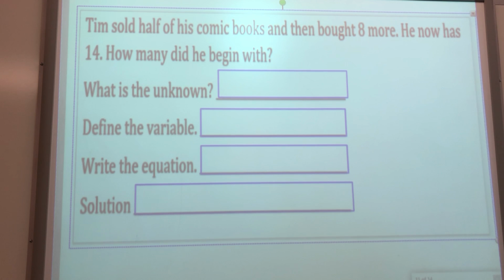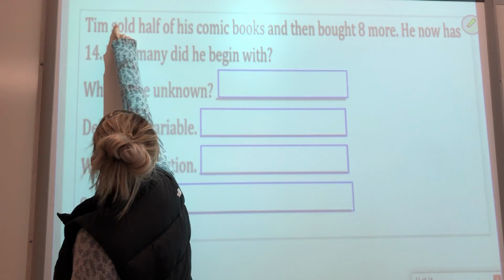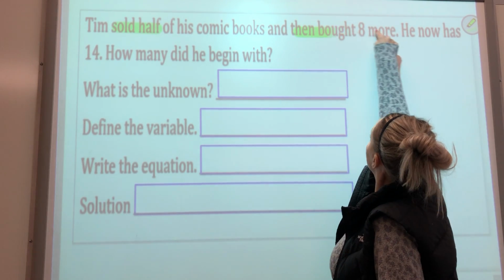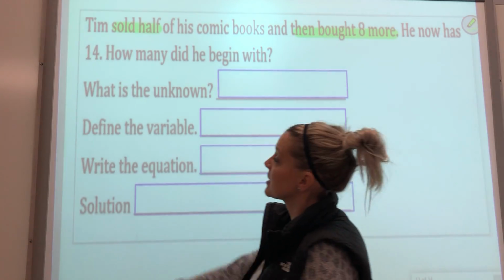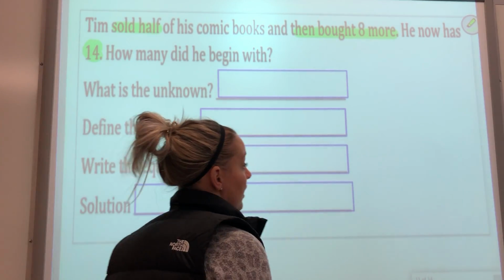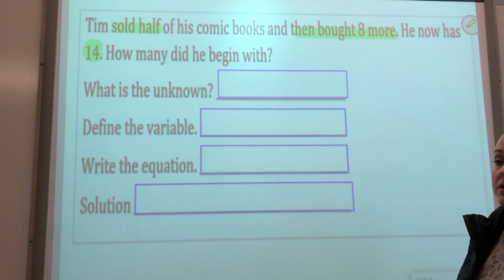Here's another one. Tim sold half his comic books and then bought 8 more. He now has 14. How many did he begin with? Okay, so again, important parts. He sold half, then bought 8 more. He now has 14. So figuring out what the numbers are and what they mean in the equation is part of what we need to do when we're modeling.